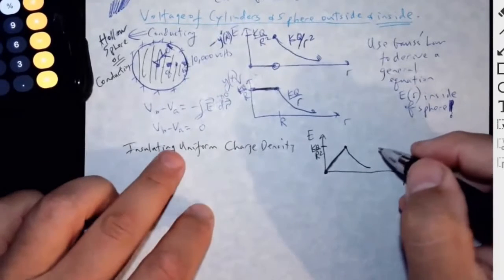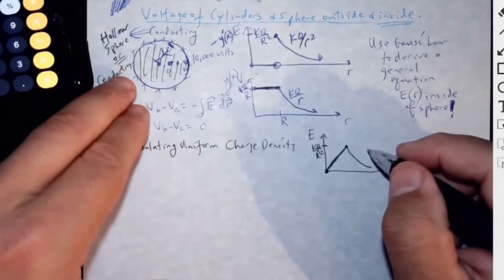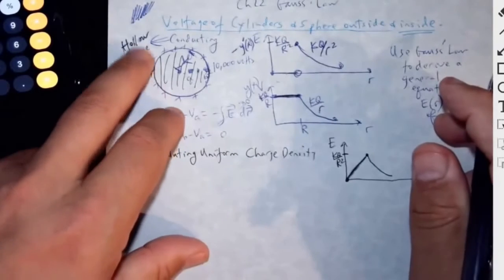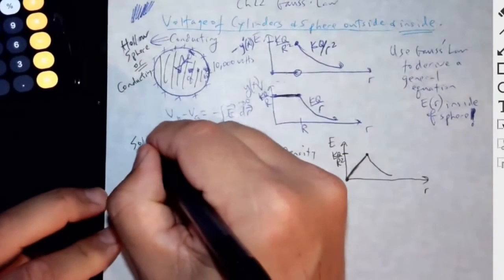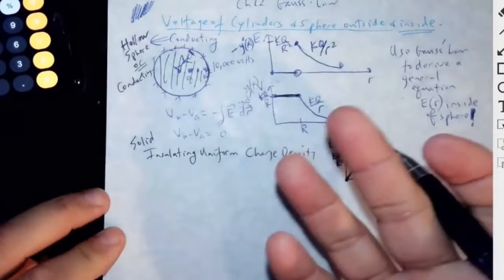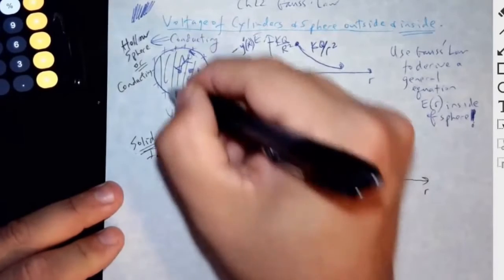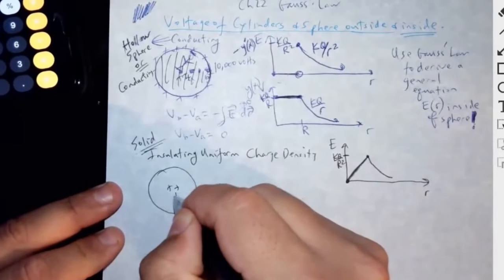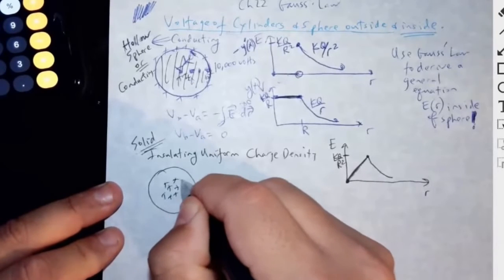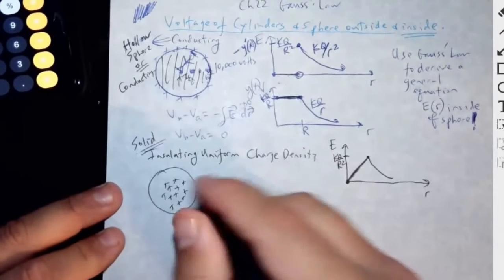So for insulating, it can't be hollow, of course. It has to be solid. Can't be a hollow sphere. It has to be a solid sphere or solid something, some shape. And then insulating means the charge, when you place it, actually stays there. Kind of like a planet, which has mass all throughout the planet's interior.